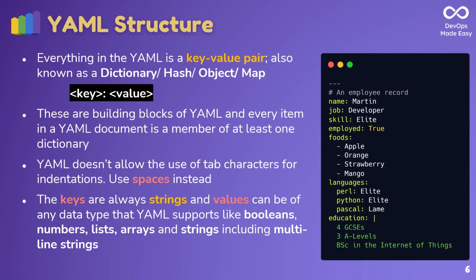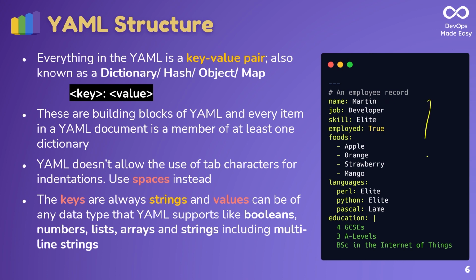Coming to the YAML structure, everything in YAML is a key value pair. If you see the YAML example over here, this complete file is a YAML document, and every line indicates a key value pair. The name here indicates a key followed by a colon, and then we have to give a small space, and the next thing is a value. We will see the various values supported, like integers, lists, dictionaries, etc. What we have to remember here is that everything in YAML is a key value pair.